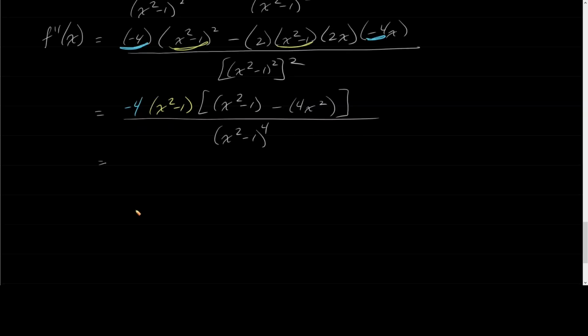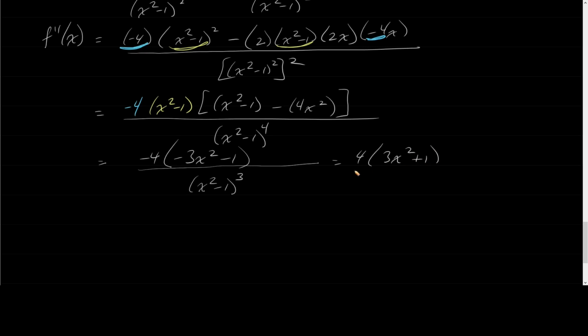And actually, before I do that, this x squared minus 1 and this x squared minus 1, they reduce, right? We end up with x squared minus 1 to the third. This negative 4 is still out here. And here, x squared minus 4x squared is negative 3x squared. And then we still have this minus 1. All right. So what we can do here is if I distribute this negative into there, we end up with 4 times 3x squared plus 1 over x squared minus 1 cubed.